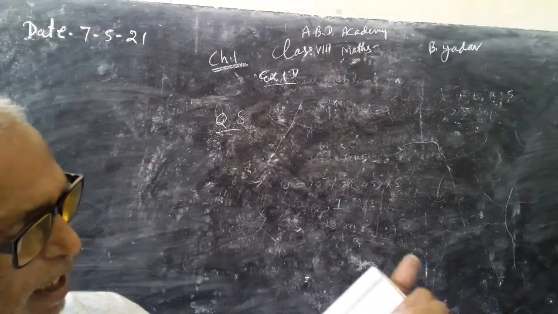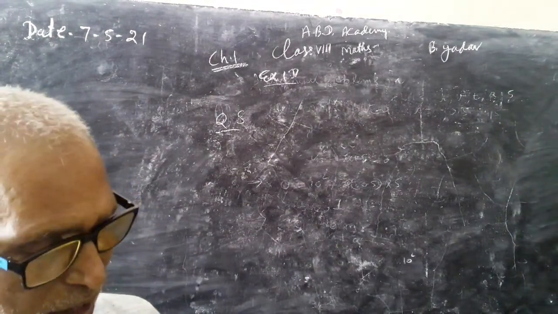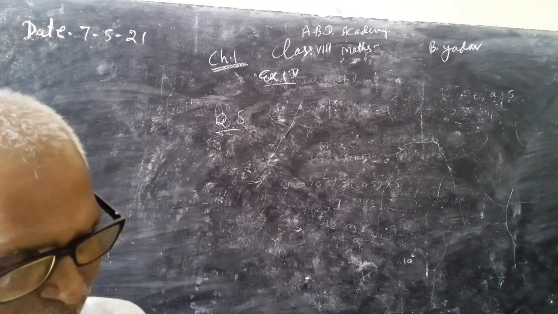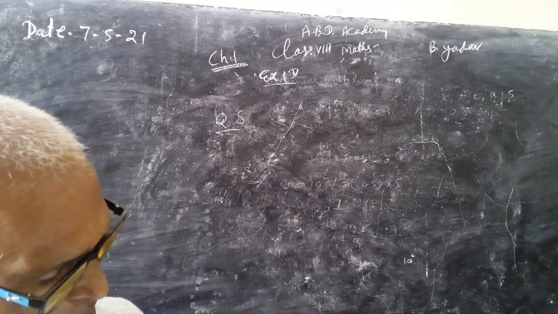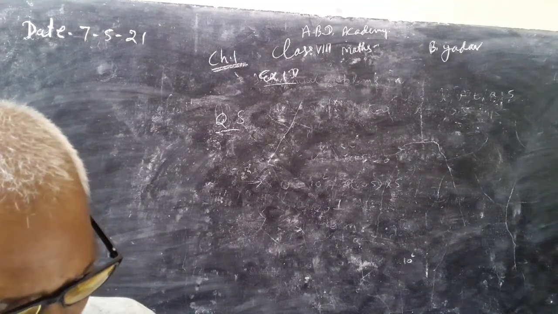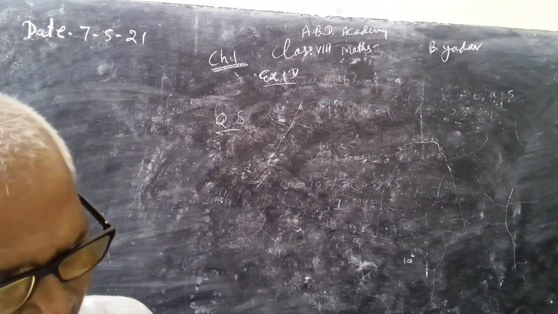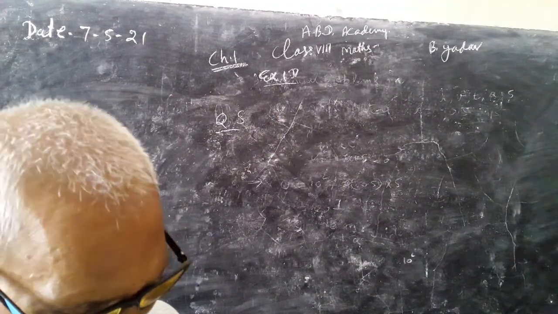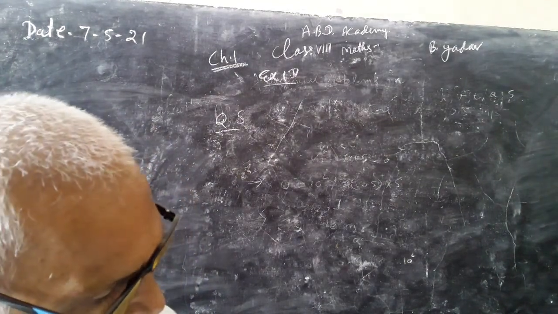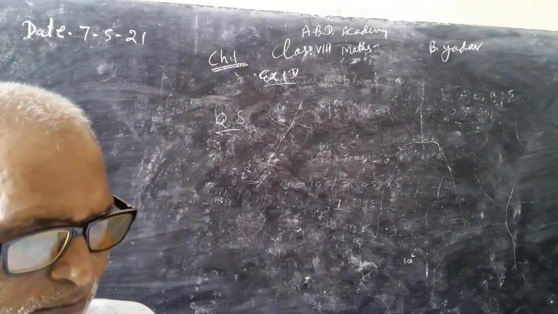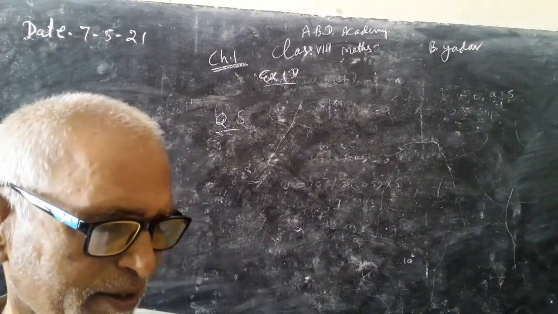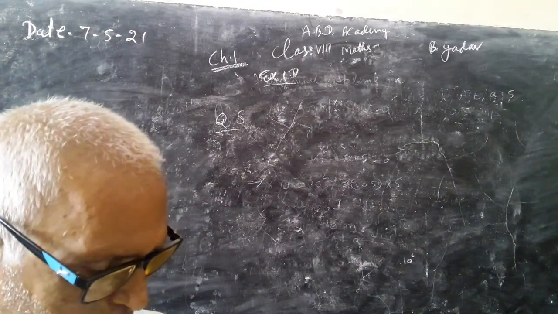So no need to do anything, simply you have to give the name of the properties which are given before the exercise here: commutative property, closure property, associative property, existence of identity, existence of inverse, likewise. So you check from the text given before this exercise and try to answer. Answer I have already given.